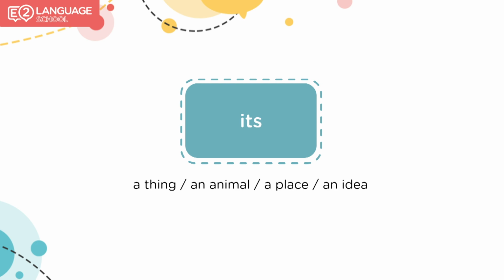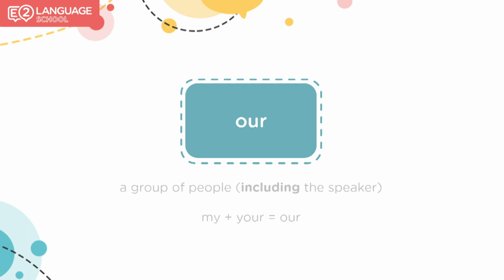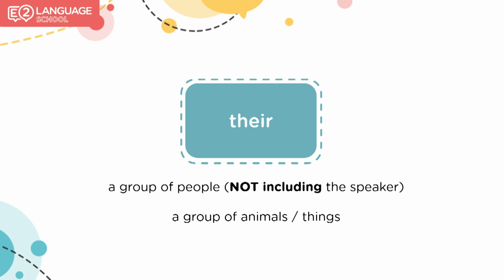Its is for a thing, an animal, a place, or an idea. Our is for a group of people that includes the speaker. So my plus your equals our. And their is for a group of people that does not include the speaker, or a group of animals or things.